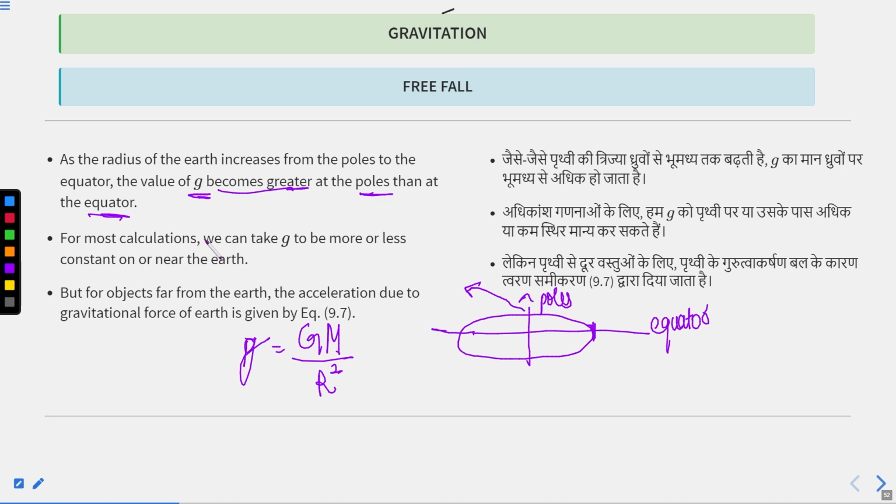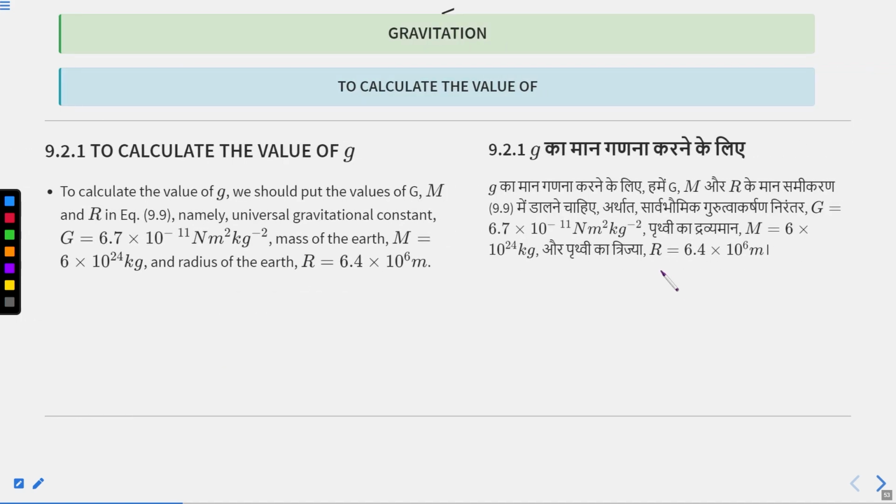For most calculations, we can take g to be more or less constant on or near the earth. For the calculation, we will take the value of g constant all over the surface of the earth. Okay, but for objects far from earth, the acceleration due to gravitational force changes. So we want to calculate the value of g. Let's calculate the value of g.